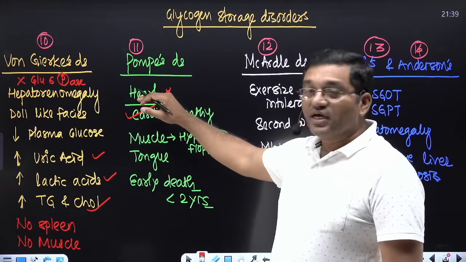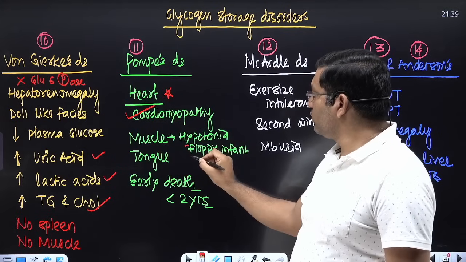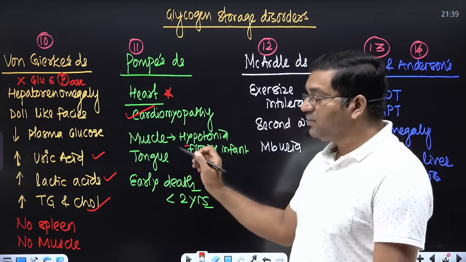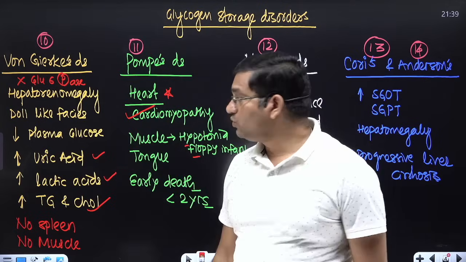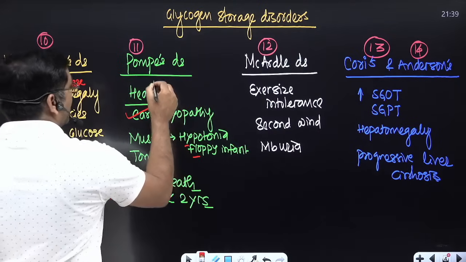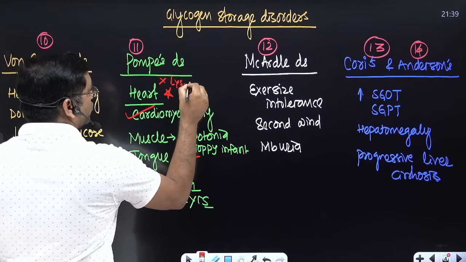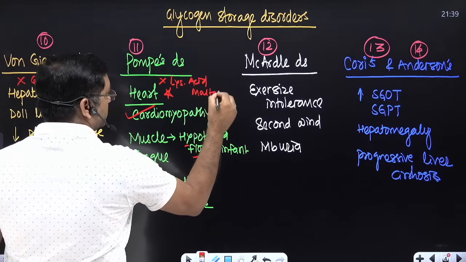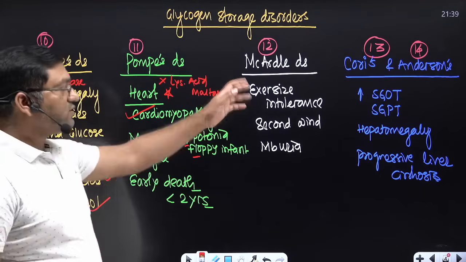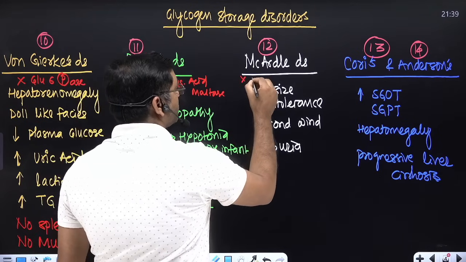There is cardiomegaly, and involvement of the muscle which causes hypotonia and floppy infant. Tongue hypertrophy is there in Pompe's disease. This is due to the defect in the enzyme lysosomal acid maltase. Okay. Then McArdle's disease is due to the defect in the enzyme muscle glycogen phosphorylase.